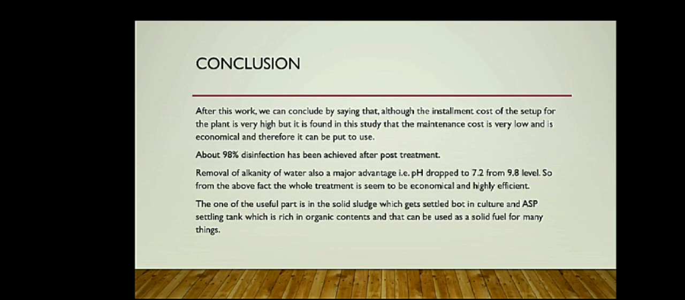Removal of alkalinity of water is also a major advantage, that is, pH dropped to 7.2 from 9.8. So from the above facts, the whole treatment seems to be economical and highly efficient. One of the useful parts is the solid sludge, which gets settled in both the culture and ASP settling tanks, which is rich in organic content and can be used as a solid fuel for many things.